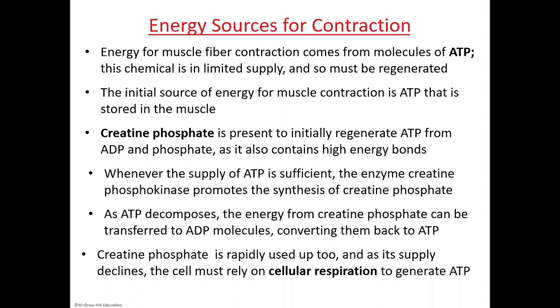However, if the muscle is undergoing a lengthy contraction, or if there's exercise going on, then once the initial supply of ATP is used up, and once the supply of creatine phosphate that regenerates ATP is used up, the cells must turn back to regular old cellular respiration to generate new supplies of ATP.